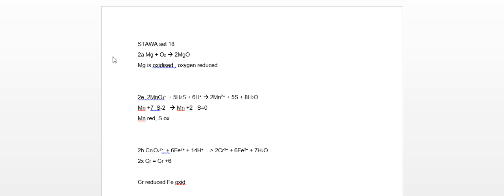So, starting with number A, we notice that we have got magnesium and we have oxygen, and that there are no other atoms in the substance there. So, in other words, magnesium is elemental, and oxygen is also in its elemental form. Now, we know from our rules that elements in their elemental form are given an oxidation number of 0. So, magnesium starts at 0, oxygen at 0, and then we form this substance over here, magnesium oxide.